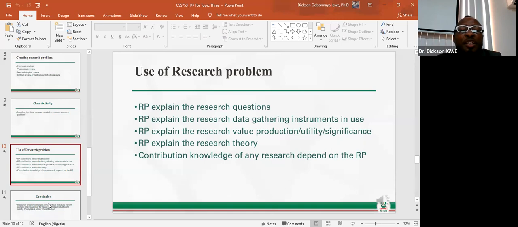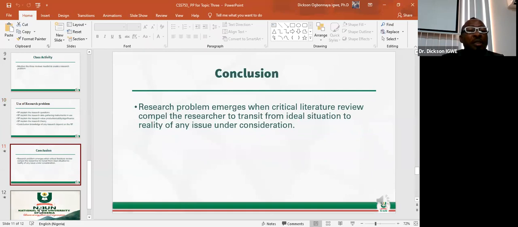The use of research problem explains the research theory, like I said earlier. Contribution to knowledge of any research depends on the research problem. These are the uses of research problem. By way of conclusion, ladies and gentlemen, research problem emerges when critical literature review compels the researcher to transit from the ideal situation to the reality of any issue under consideration.